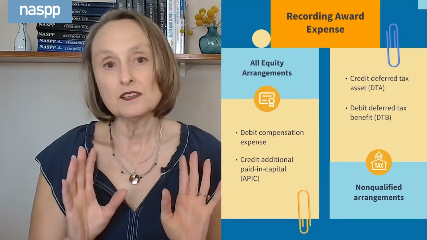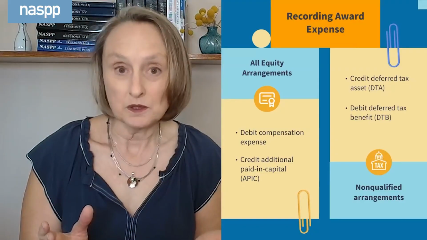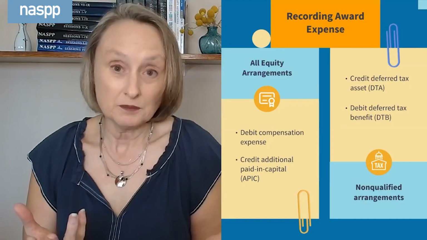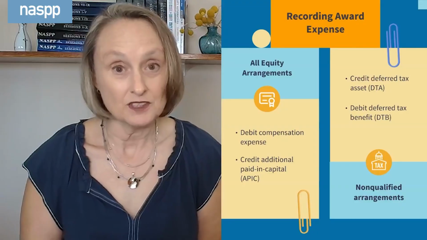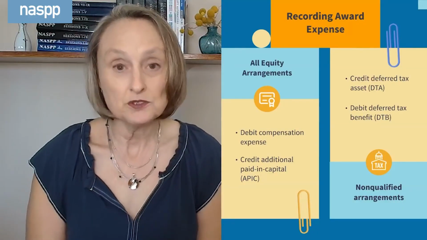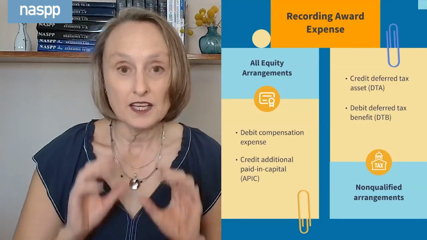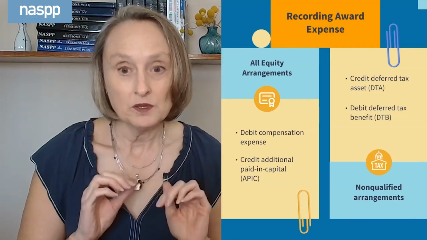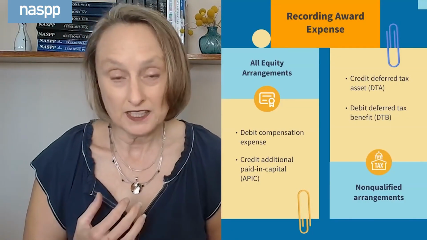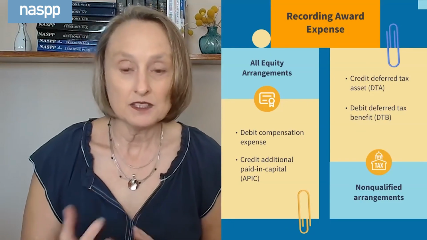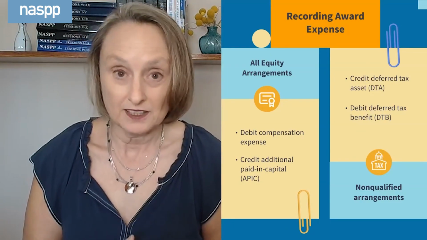If the award is a non-qualified award, we also will be anticipating a tax deduction eventually. And we'll need a couple journal entries to record that anticipated tax deduction. We'll have a credit to our deferred tax asset account and a debit to our deferred tax benefit account.